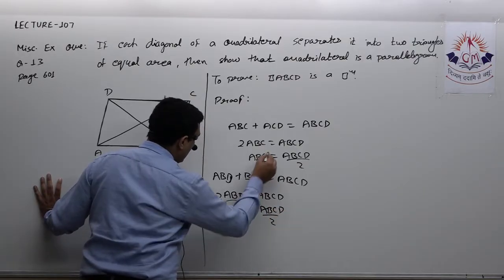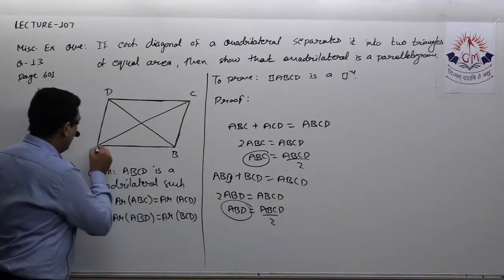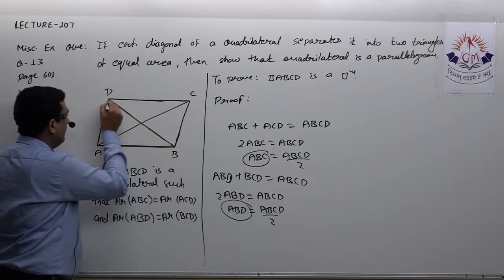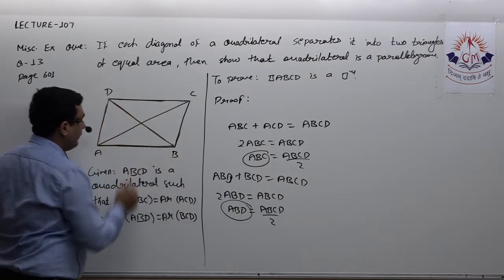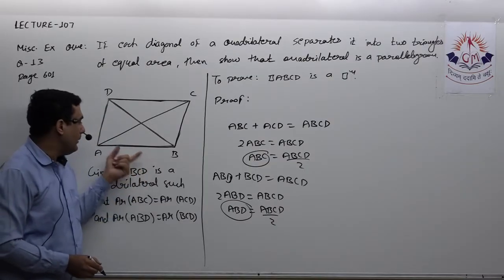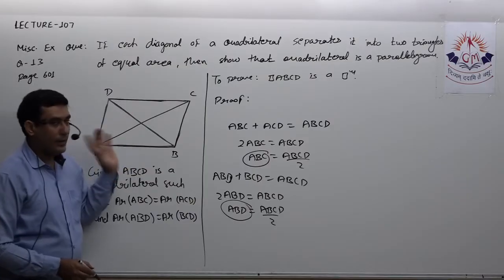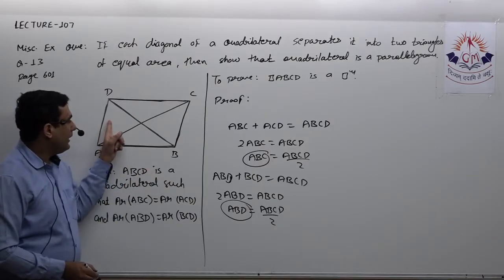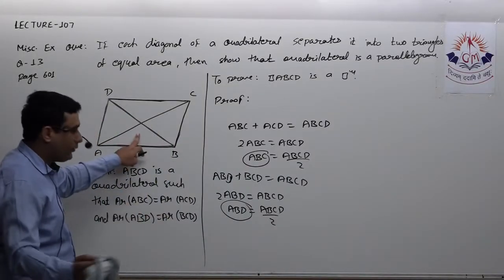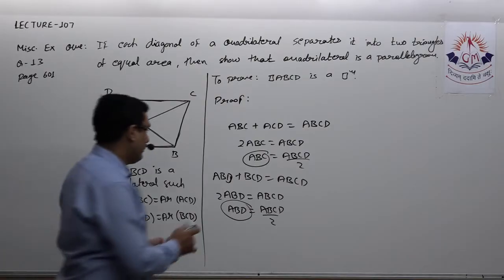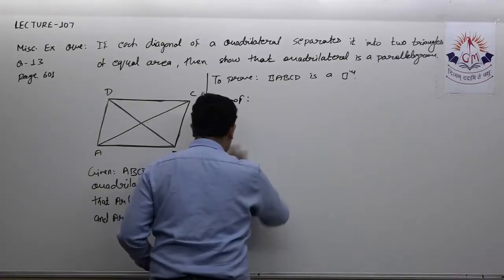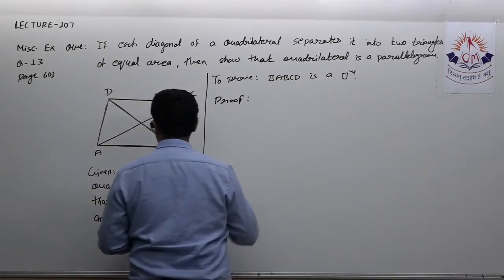So these two equations give me that area of triangle ABC is equal to area of triangle ABD. Now these two triangles have a common base and equal area, so they must lie between the same parallels. So this gives me AB parallel to DC. In a similar way, I will prove AD parallel to BC, and when both pairs of opposite sides of a quadrilateral are parallel, then it's a parallelogram. Now I will give you the solution step by step. So the proof we can start.